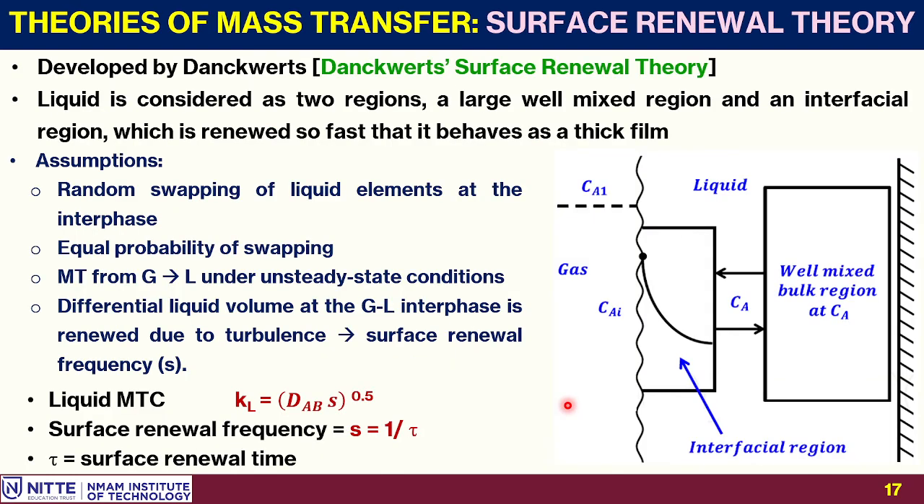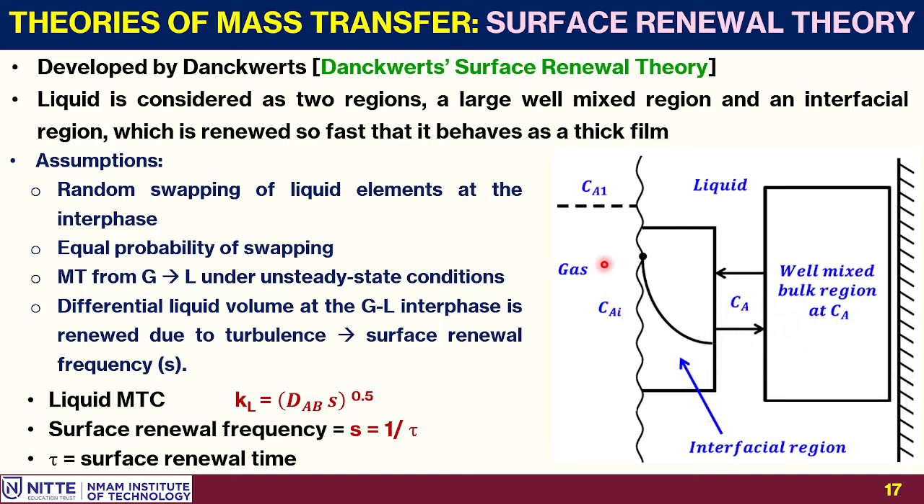The third one is surface renewal theory. This is also known as Danckwerts surface renewal theory. Here, the liquid is considered as two regions, a large well mixed region and an interfacial region. So the actual mass transfer is taking place in this small interfacial region, and between this interfacial region and this well mixed bulk region, there is no mass transfer limitation. The mass transfer is very quick within this region.